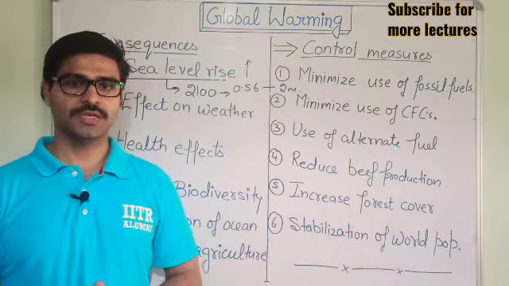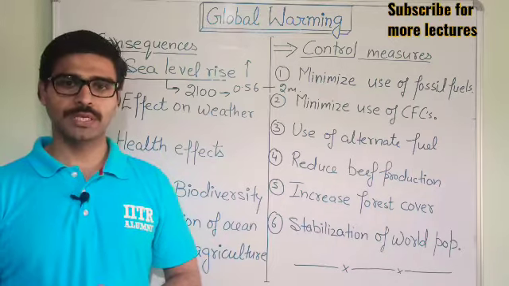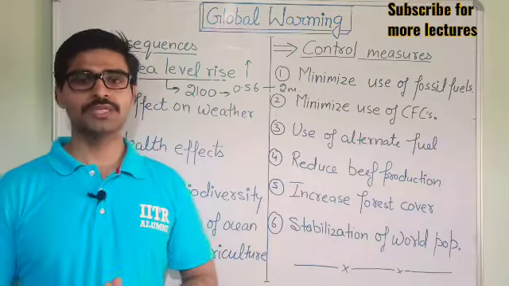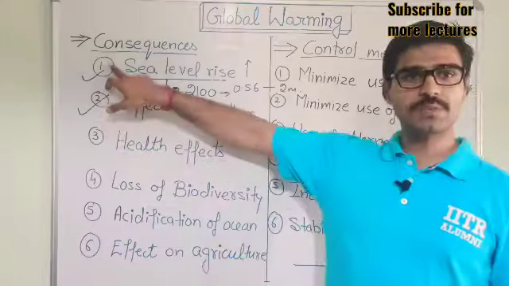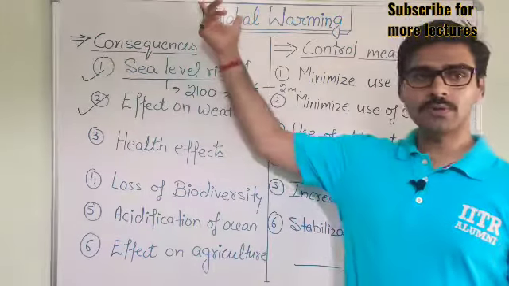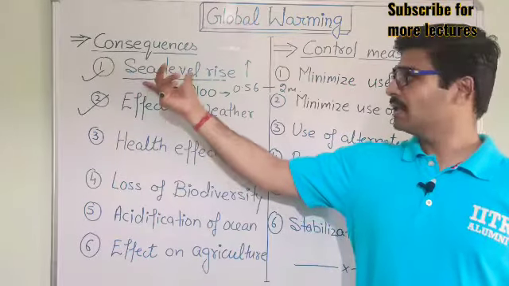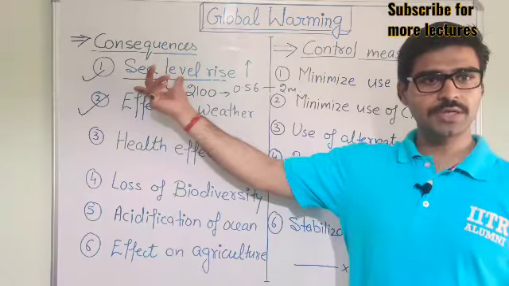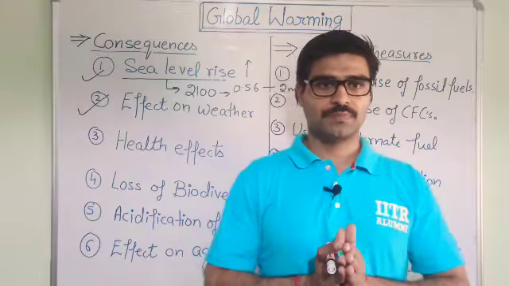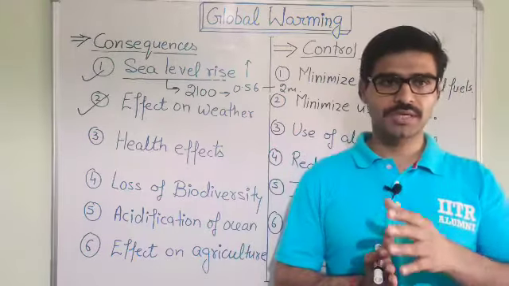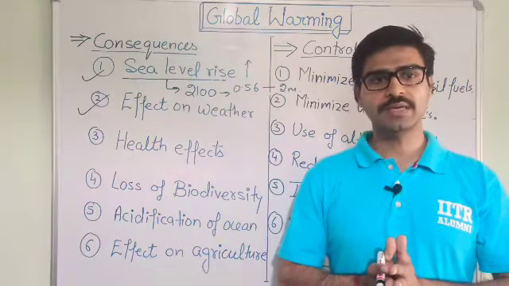Now the question is what would be the consequences of global warming and how we can control it and minimize its effect. The major consequences of global warming are as follows. The first major consequence is the rise in sea level. Again there are two causes behind this. First, due to the increase in atmospheric temperature, there is more and more increase in the sea level due to the melting of polar cap ice and glaciers.